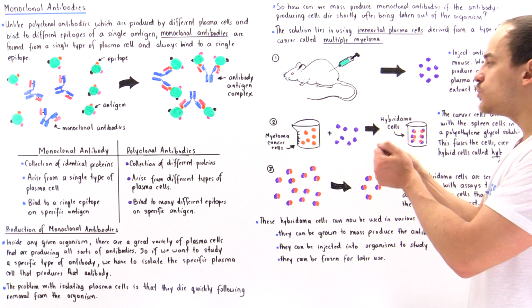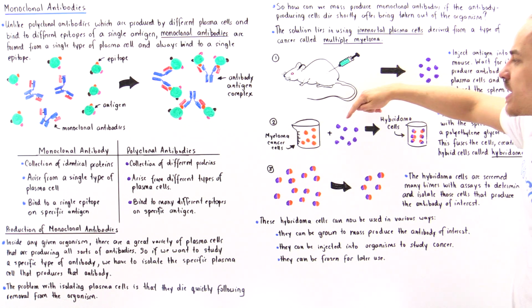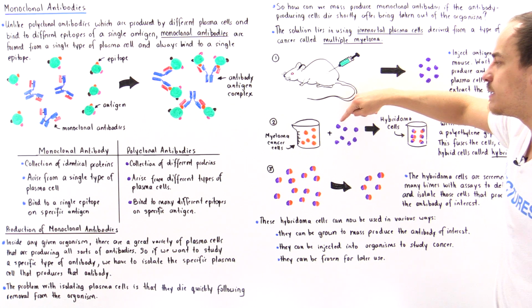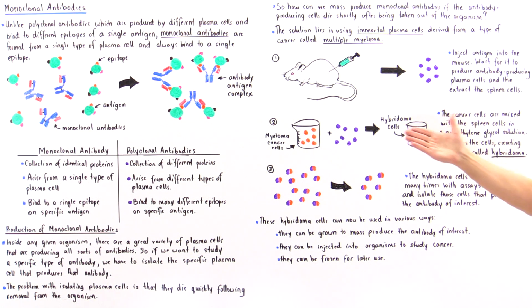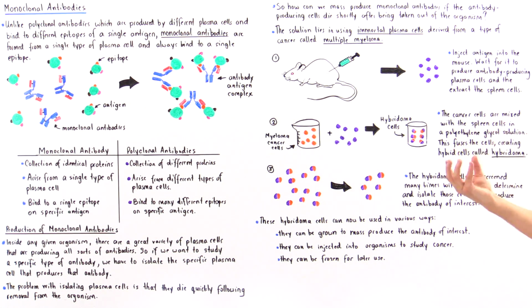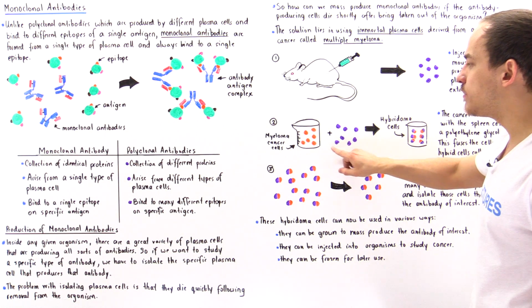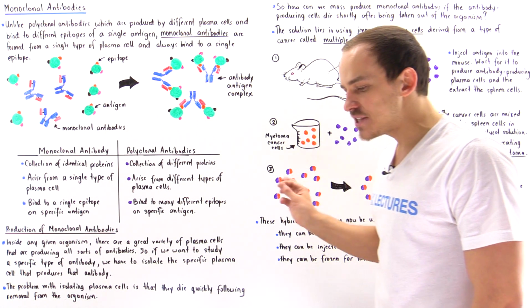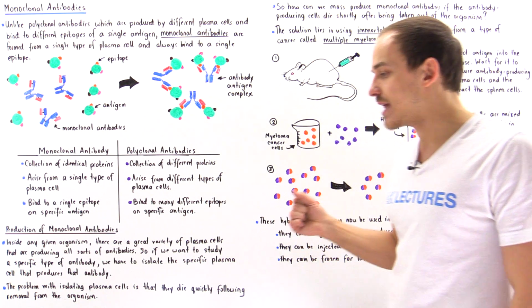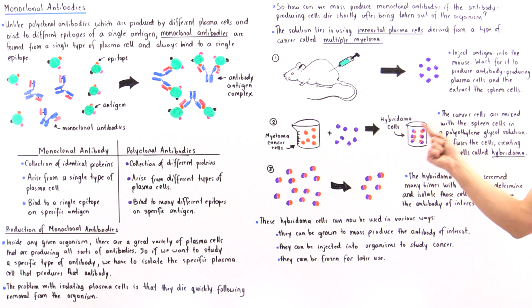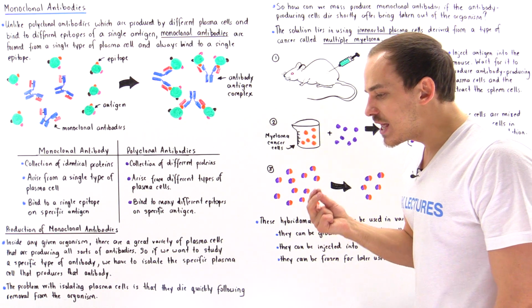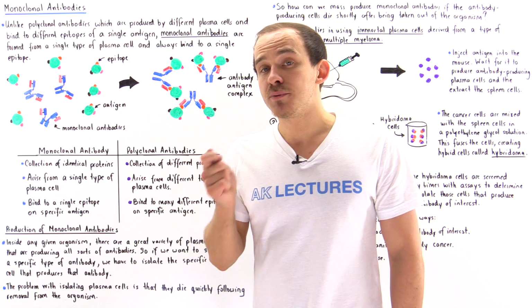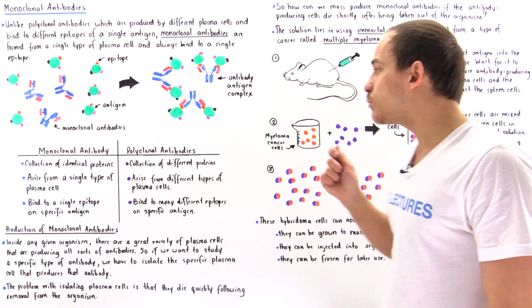And once they fuse, we essentially transform these healthy plasma cells in purple into these cancerous plasma cells known as hybridoma cells. So hybridoma cells are hybrid cells between these healthy plasma cells and these cancerous plasma cells. So now in the beaker, some of these cells are cancer cells that are plasma cells that produce the antibody that we want to study.